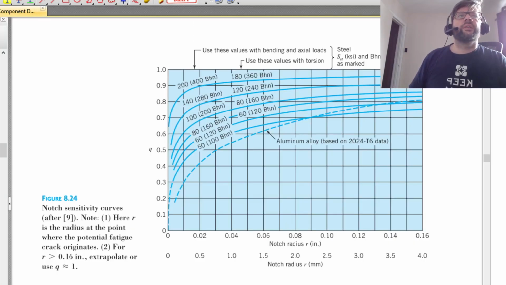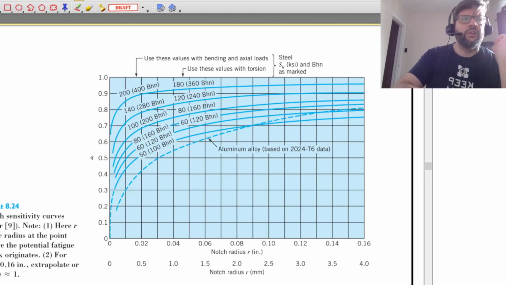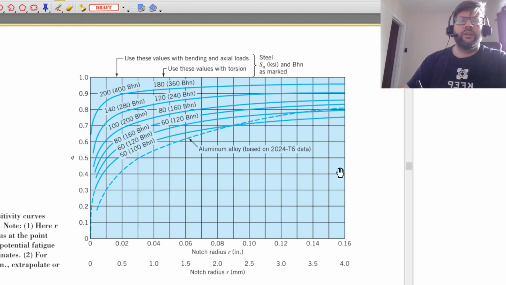So looking at this, this is the graph that we got here. Again, we are looking at a notch whose radius is fairly high here, so our radius would be off the chart over here somewhere. You can see as we get up, the lines are mostly going flat. So at that point, we're also going to need to interpolate between these two lines, the top line and the second one down.